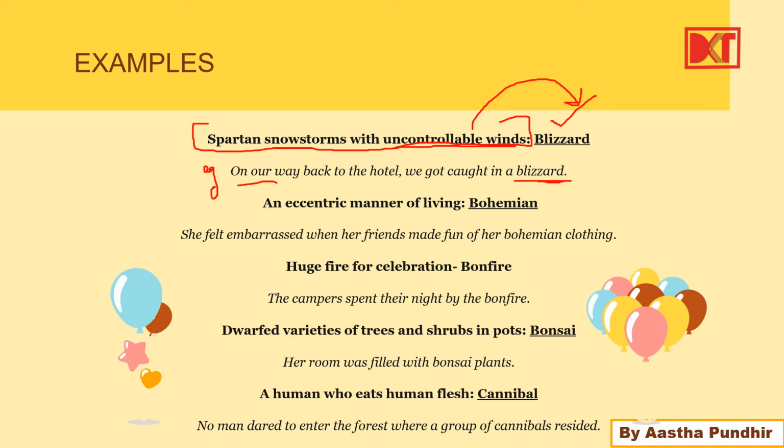But instead of blizzard, suppose there is no such word as a blizzard. What will you say? You would have to say, we got caught in a Spartan snowstorm with uncontrollable wind. So that's the beauty of one word substitution, that you can easily replace one word and the meaning doesn't change at all. Let's see another one.